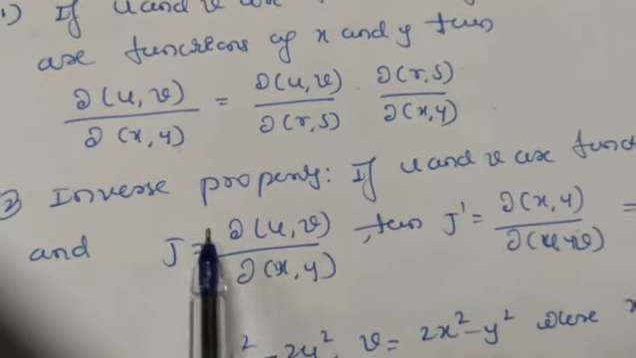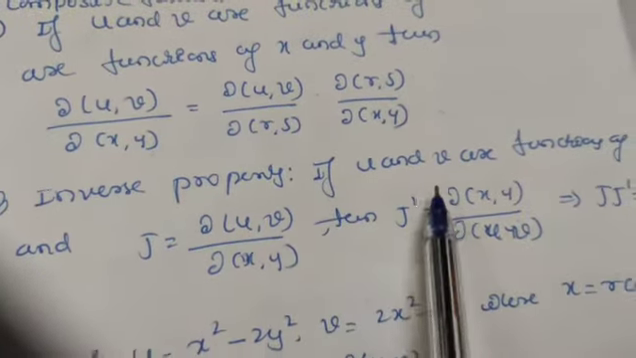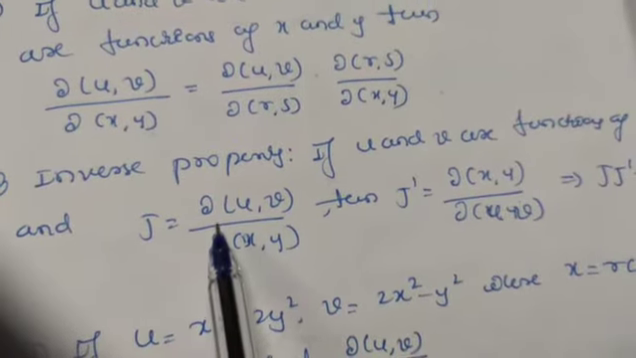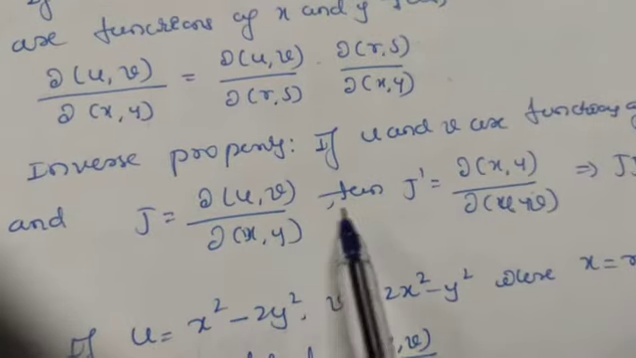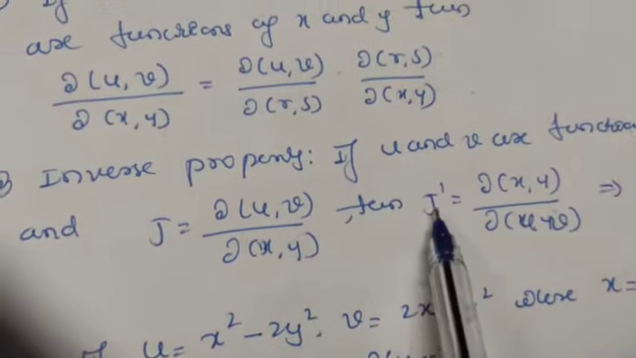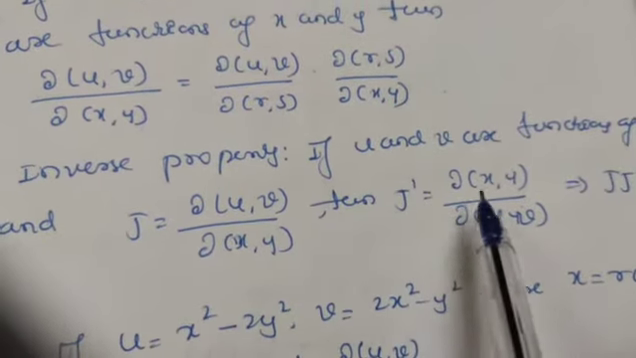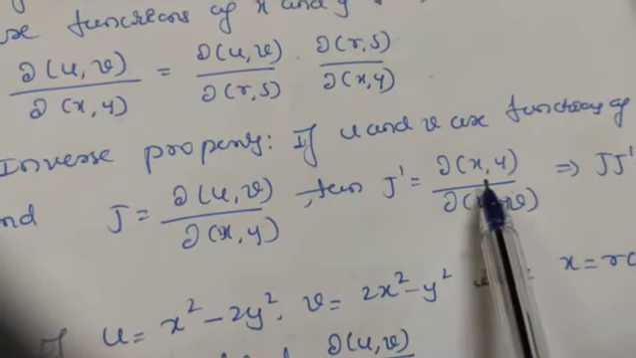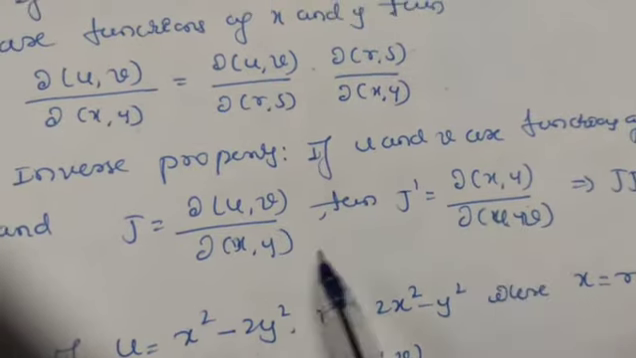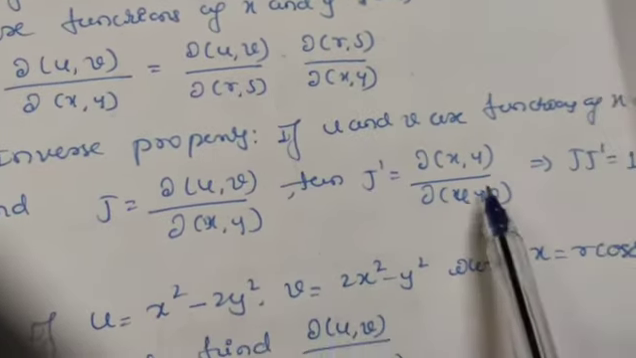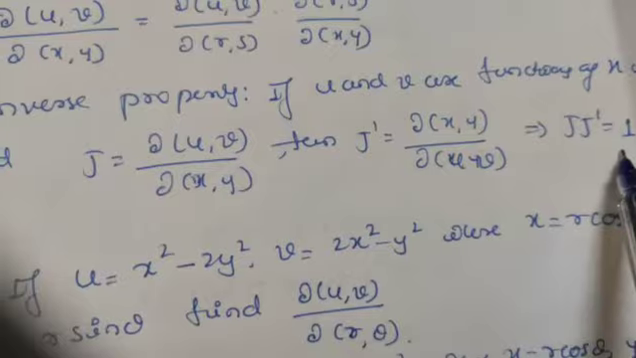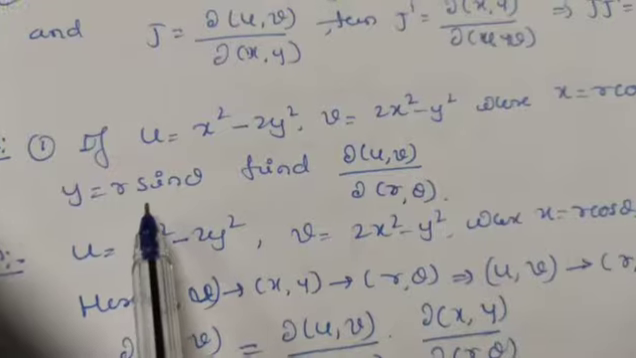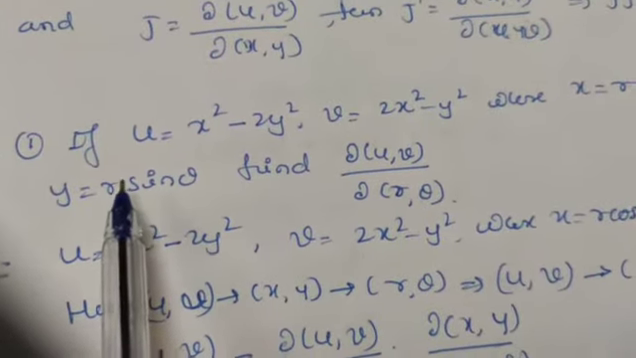And the second one is the inverse property. Here, if u and v are functions of x and y, and J is the Jacobian, equal to ∂(u,v)/∂(x,y), then its inverse is denoted by J', and it is equal to ∂(x,y)/∂(u,v), that is the Jacobian of x, y with respect to u, v, which is the reverse of J. This implies J into J' is equal to 1. Let us take one example on the first property, the composite function property.